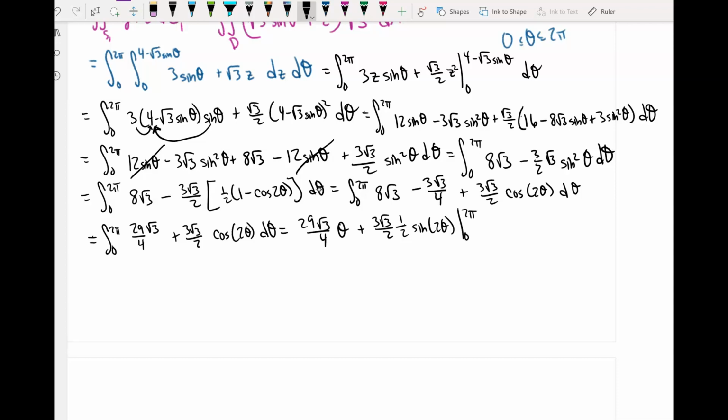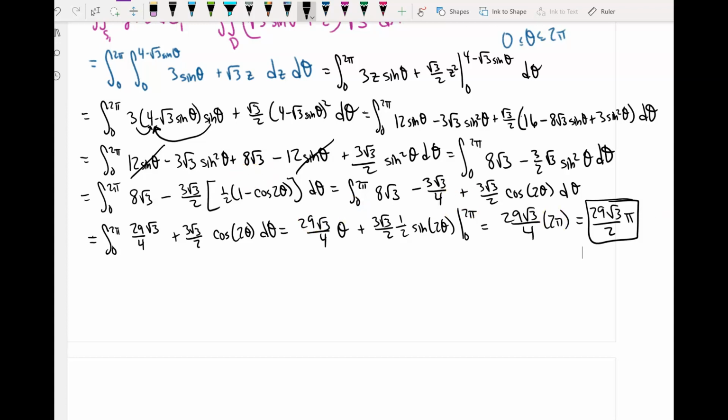You can see that basically this next thing is going to go away, so you just get 29 square root of 3 over 4. Okay, and then this should be with pi, I think, times 2 pi. Just 29 square root of 3 over 2 pi. Whew, oh my god, that was a lot. Okay, so that is only the first surface integral.